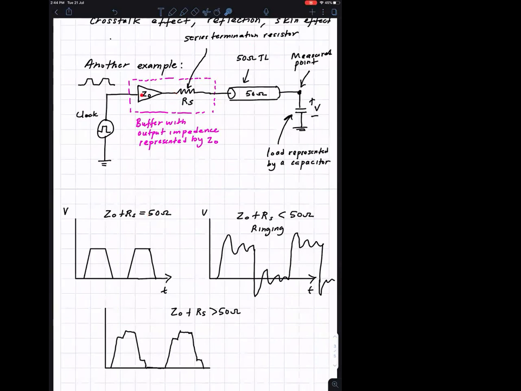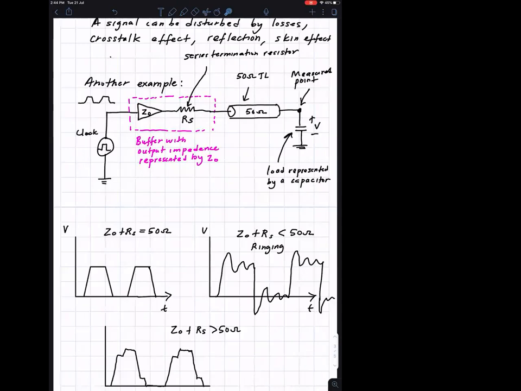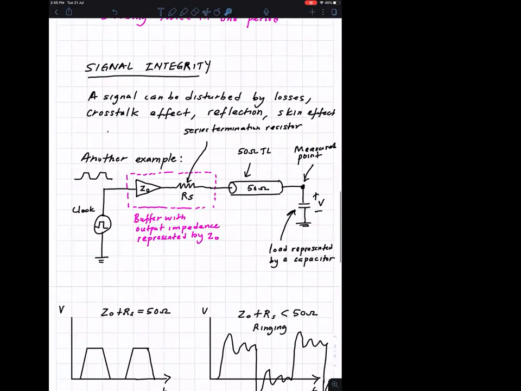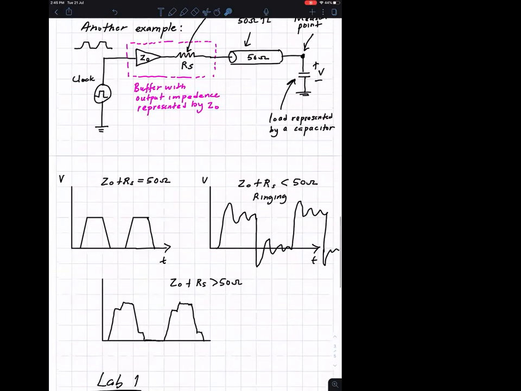If the sum of Z0 plus RS is less than 50 ohms, you get the ringing. If the sum of Z0 plus RS is more than 50 ohms, then you get this type of weird shape here, some steps here. So can you guys simulate these three effects in a transmission line using the simulation? Each one of you is going to use a different length of transmission line. All I would like you to do is to show the disturbance in the transmission line, the ringing, and also show this disturbance, and also show how to fix it.